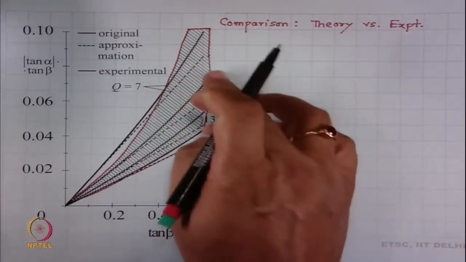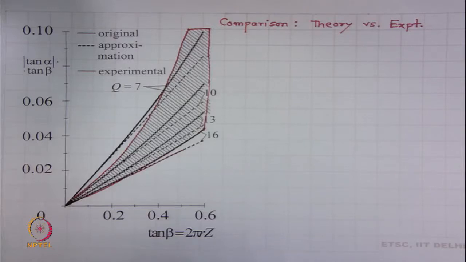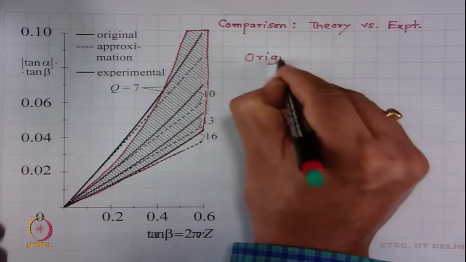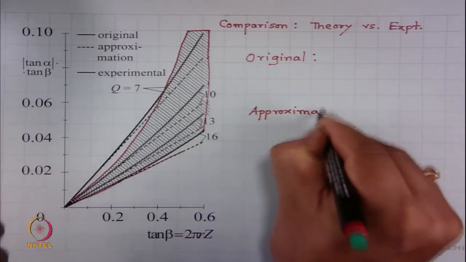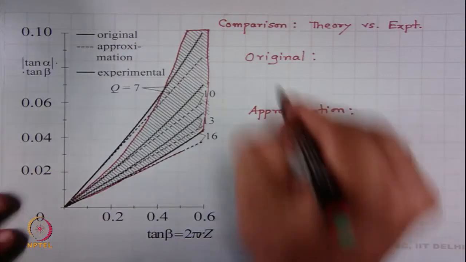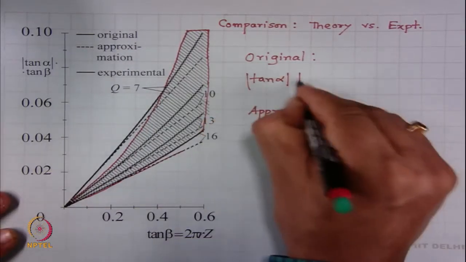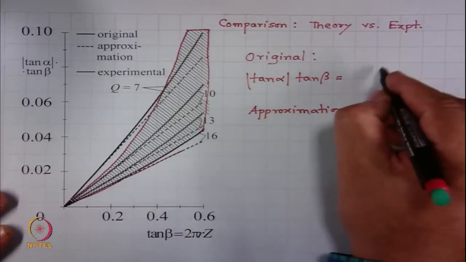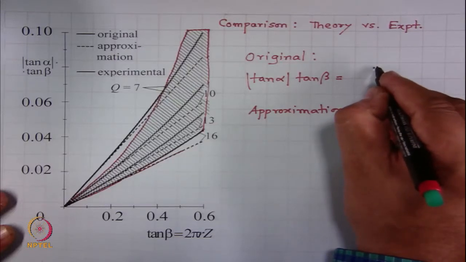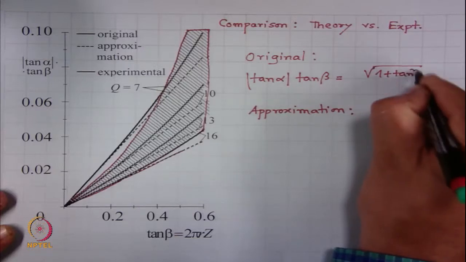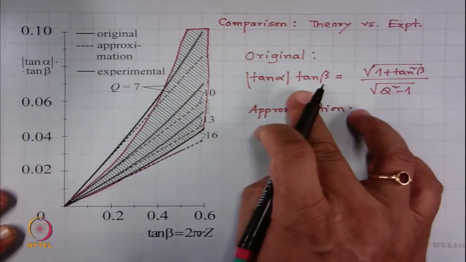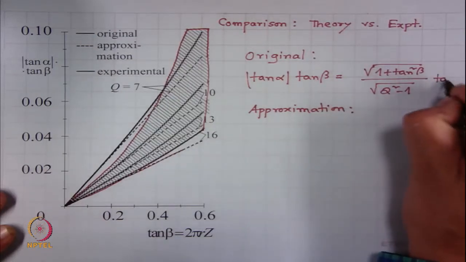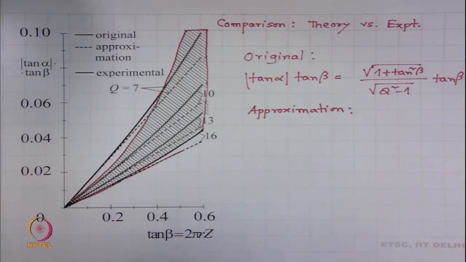Right. So, this is your experimental region. Now, two types of curves are there. One is original, second we see approximation. The original we have derived: tangent beta is equal to root over 1 plus tan square beta, root over q square minus 1, into tangent beta. So, this was the original fundamental equation.